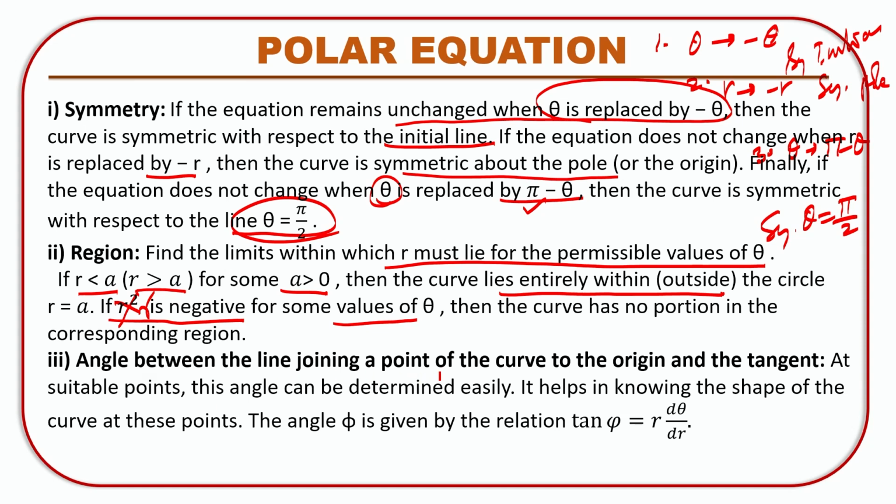Angle between the line joining a point of the curve to the origin and the tangent. So now we have a third property which we are going to investigate. At suitable points, this angle can be determined easily, right? It helps in knowing the shape of the curve at these points. The angle phi is given by the relation tan phi equal to r d theta by dr.